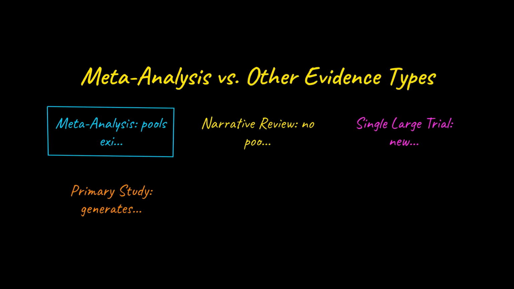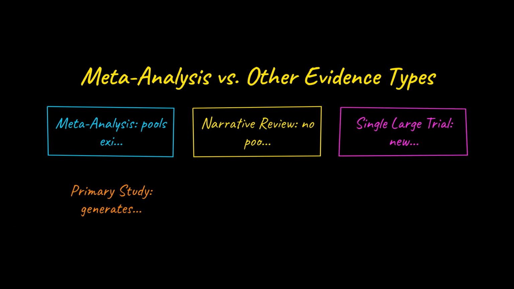Meta-analysis synthesizes existing evidence. That is its defining feature. A narrative review describes the literature without statistical pooling. A primary study generates fresh data. On exam stems, the signal is plural, completed studies being combined into a pooled estimate. That description points exclusively to meta-analysis.